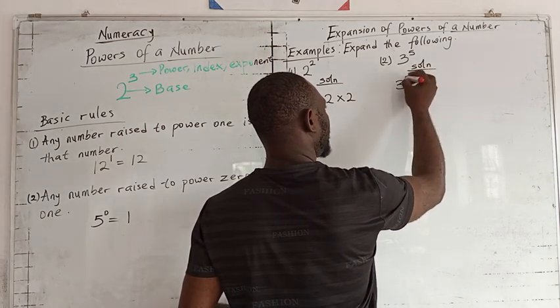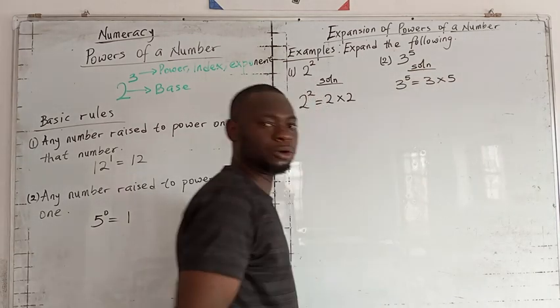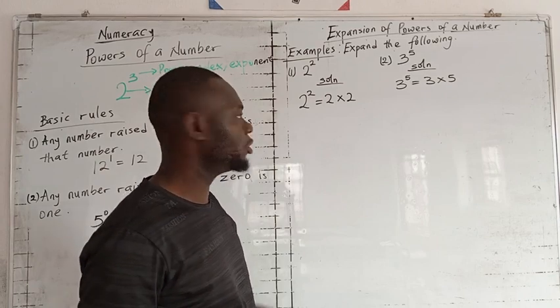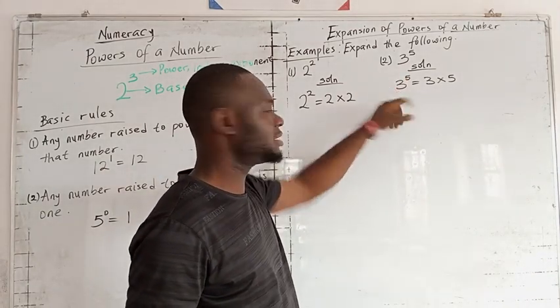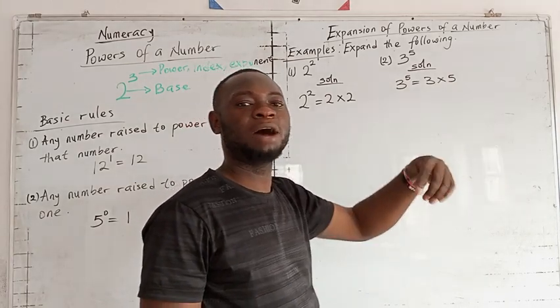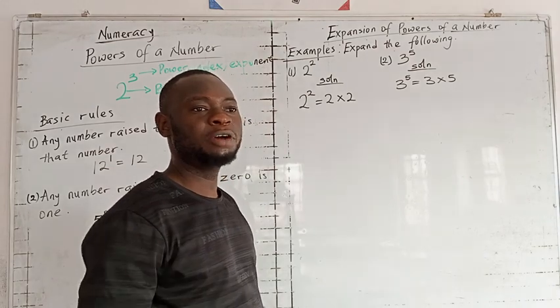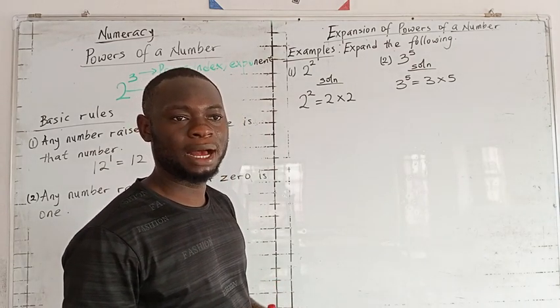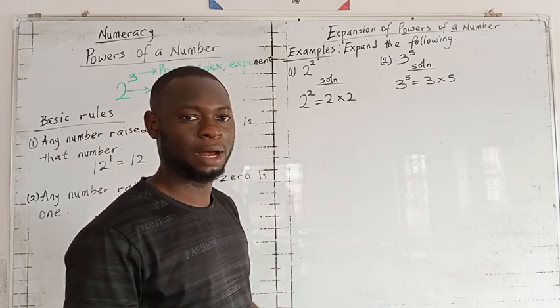Please, 3 raised to power 5, if you do this 3 times 5, you are wrong. It is not base times the power. It is base times itself in the number of places of the power. We multiply the base number according to the value of the power.